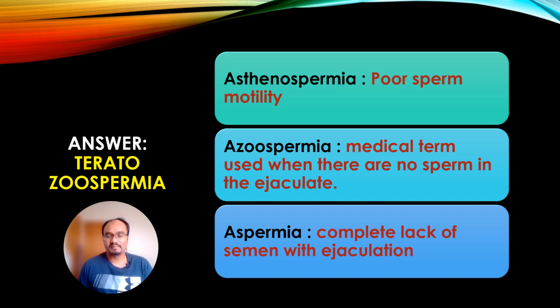Asthenospermia means poor sperm motility. Azoospermia is a medical term used when there are no sperm in the ejaculate. And aspermia means complete lack of semen with ejaculation. Let us go to the next question.